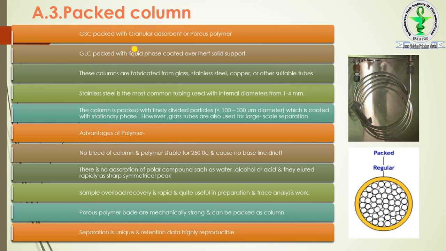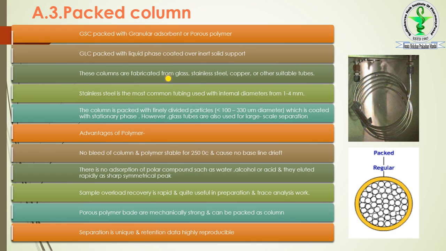So GSC, that is a gas solid chromatography, packed with the granular adsorbent or porous polymers. अगर आपके पास गैस सॉलिड क्रोमेटोग्राफी है, तो गैस सॉलिड पैक विद granular adsorbent or porous polymers. And if you want to study the gas liquid chromatography, that is packed with the liquid phase coated with inert solid supports. हम इसको inert solid support के साथ रखते हैं. So GLC packed with the liquid phase coated over the inert solid support.